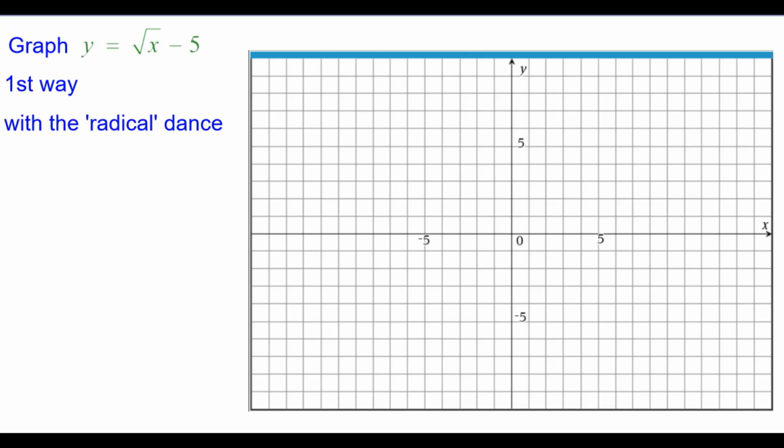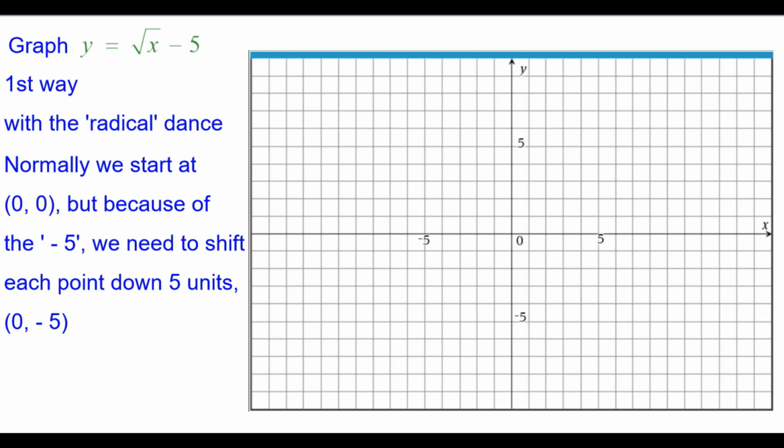So the first way is something called the radical dance. Normally we'd start at the origin, but because of the minus 5, we need to shift each point down 5 units. So we're going to start at 0, negative 5. From that point, we do the radical dance.